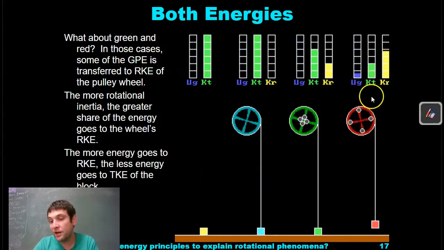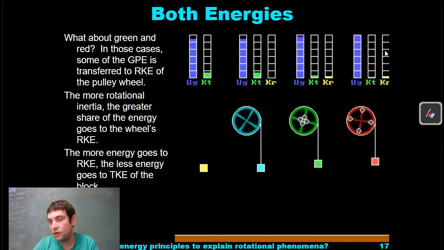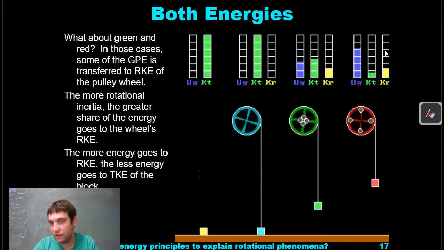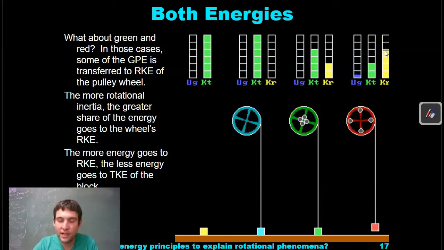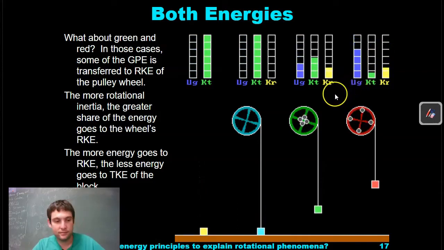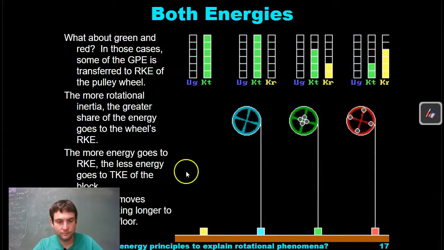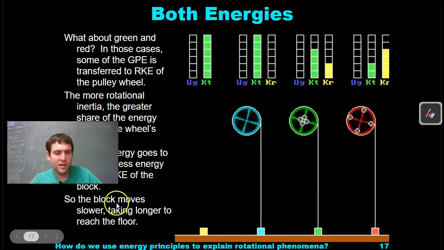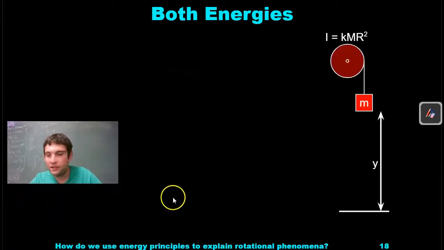Then when we look at the red block, which has a greater moment of inertia, that moment of inertia is stealing more kinetic energy. So the rotation uses up some of that energy, so we're not able to translate. So the block moves slower, taking longer to hit the floor.